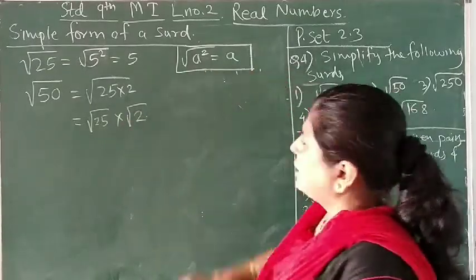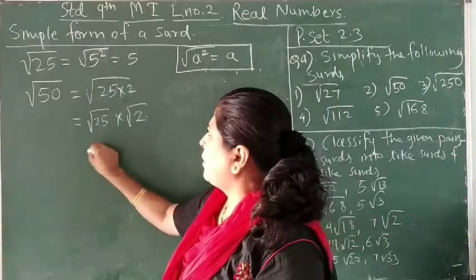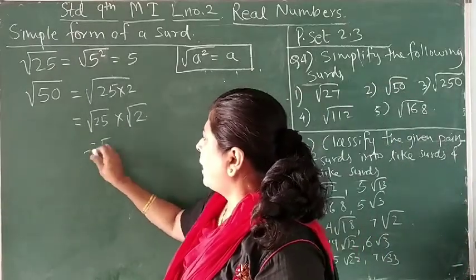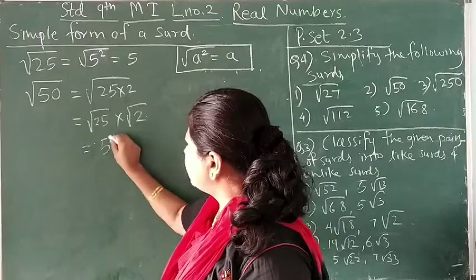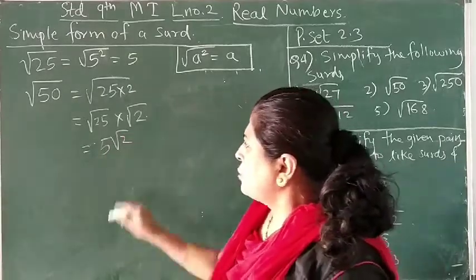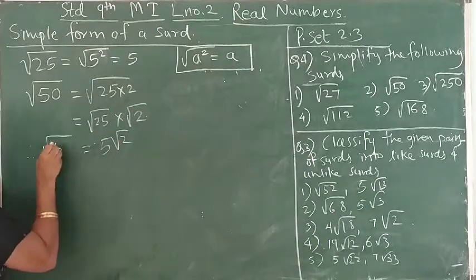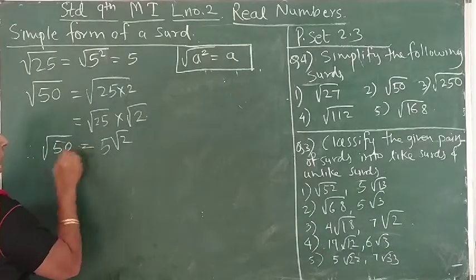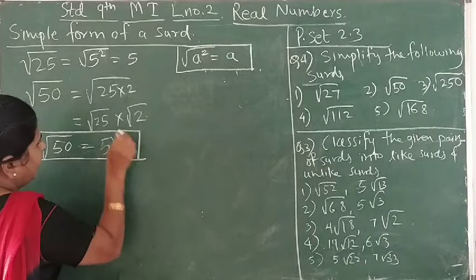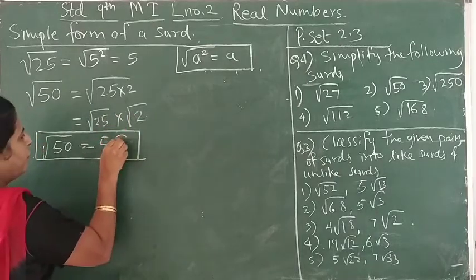After this, what is the square root of 25? We know it is 5, and the square root of 2 we write as it is. So we have written the square root of 50 as 5 into the square root of 2.